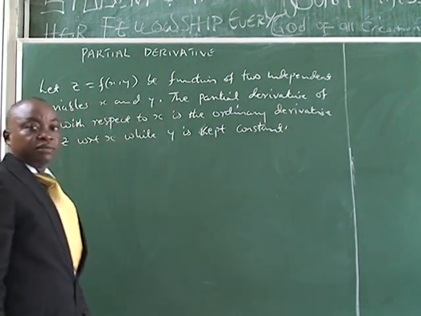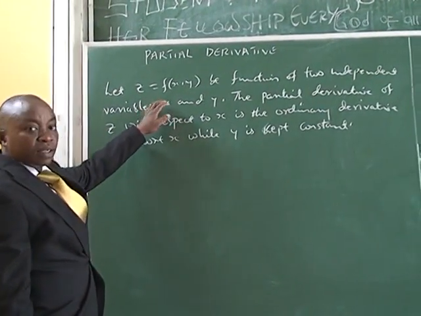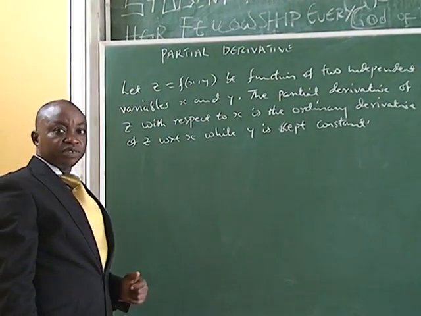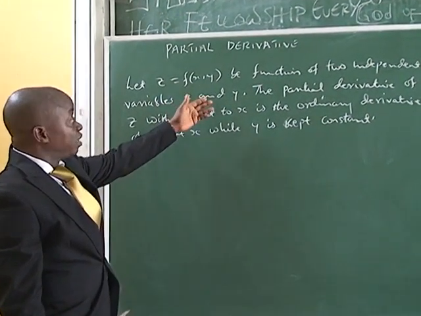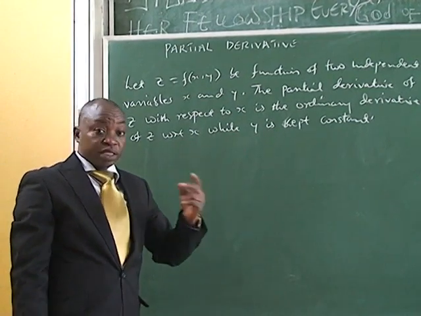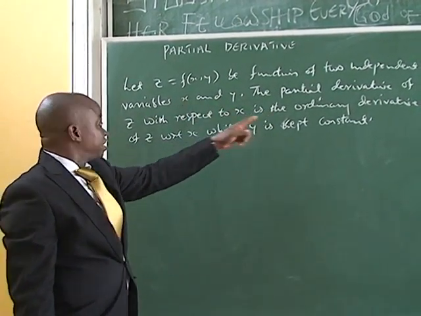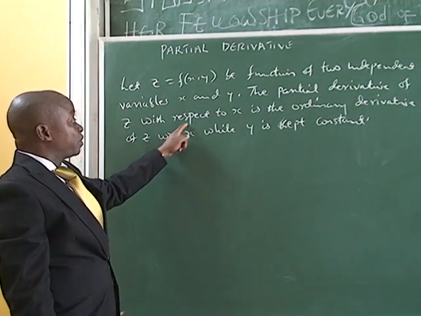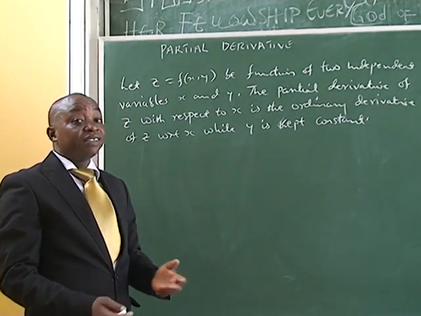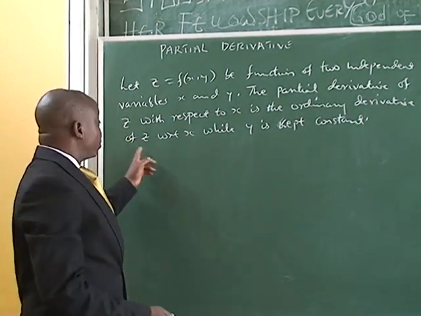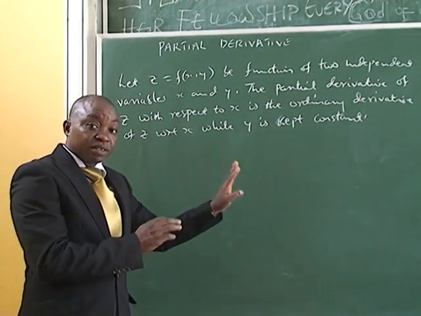Now, what we are defining here is the partial derivative of any function. Let's say z equals f of x y be a function of two independent variables x and y. The partial derivative of z with respect to x is the ordinary derivative that we know, ordinary differentiation of z with respect to x, while y is kept constant.